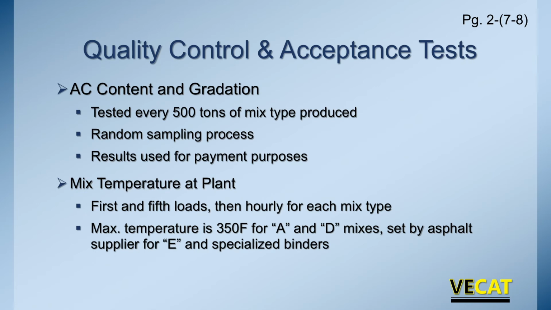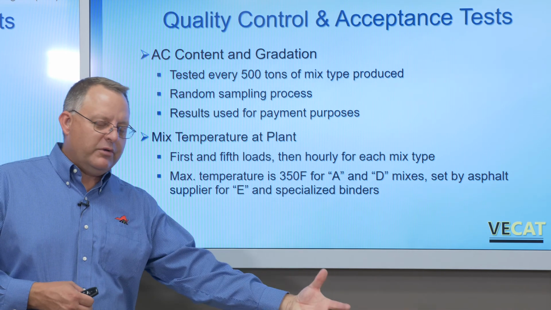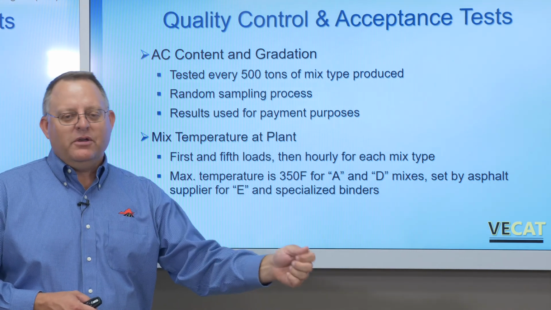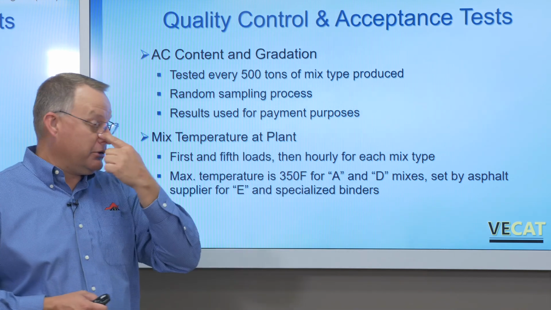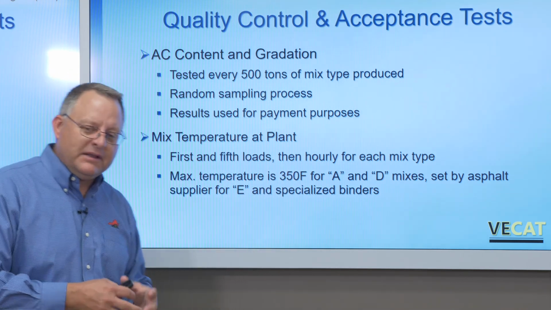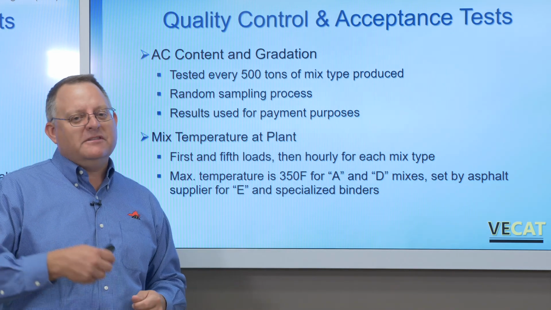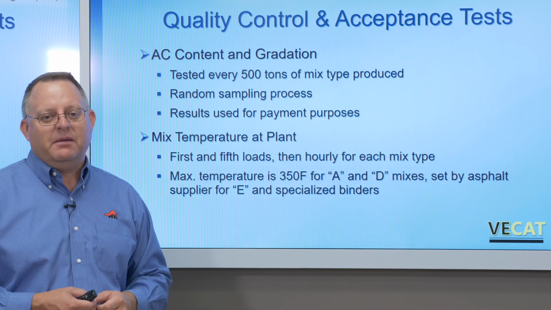We also look at temperature at the plant. That's another acceptance criteria. So we do the first load. That first load that's dropped out of the silo for this mix that's going to this project, we test the temperature. Is it within spec? Then we test that fifth load. The first truck went under the silo, we tested it. The fifth truck comes through, we test the temperature again to make sure it's not too hot or too cold. Typically at the plant, you're looking for too hot a temperature, whereas in the field, you're making sure you met the minimum temperature.